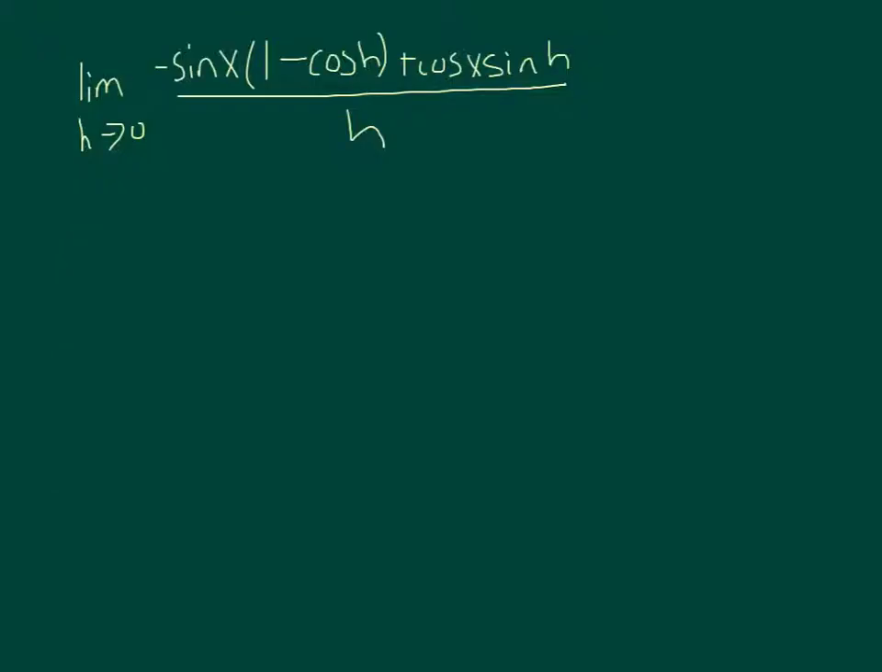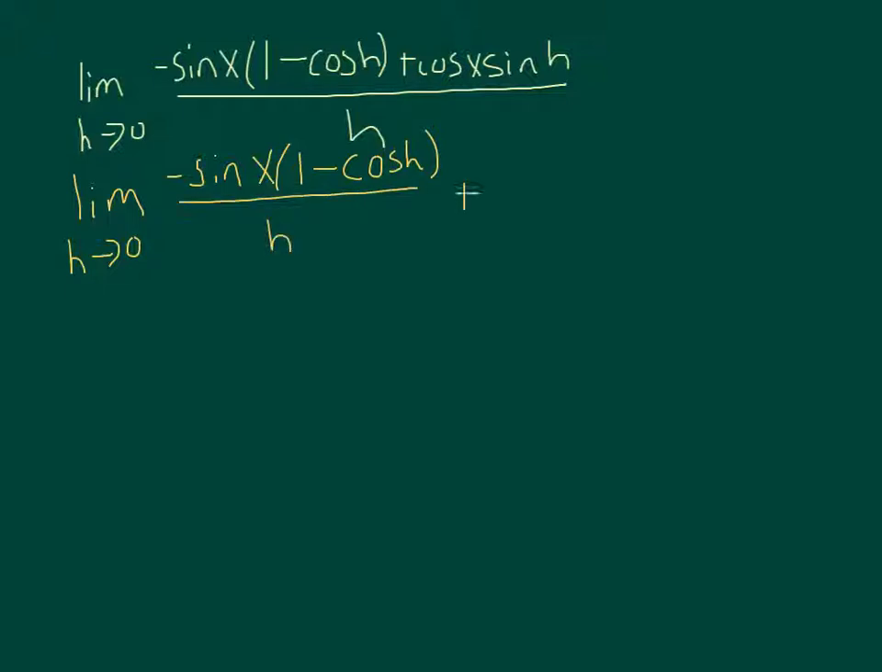From here, we're going to break up our fractions somewhat and set up as the sum of two limits. We're going to go with the limit as h approaches 0 of negative sine x times 1 minus cosine h all over h, plus the limit as h approaches 0 of cosine x sine h over h.